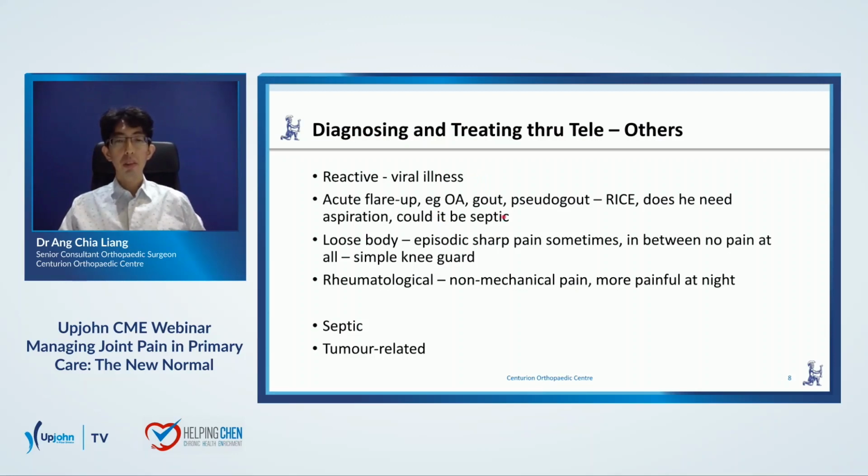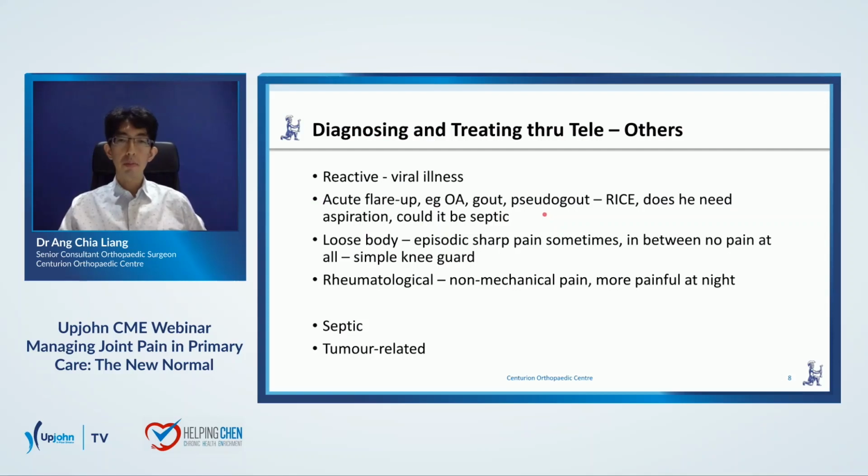The other types of conditions are acute flare-up. So this is what I mean. For example, OA with exacerbation, the patient can have acute swelling. It can be acutely painful. So this OA exacerbation, gout or pseudo gout, it can present with just sudden pain, sudden swelling. And usual treatment is RICE again. And again, at the back of our minds, we are thinking, does he need aspiration?